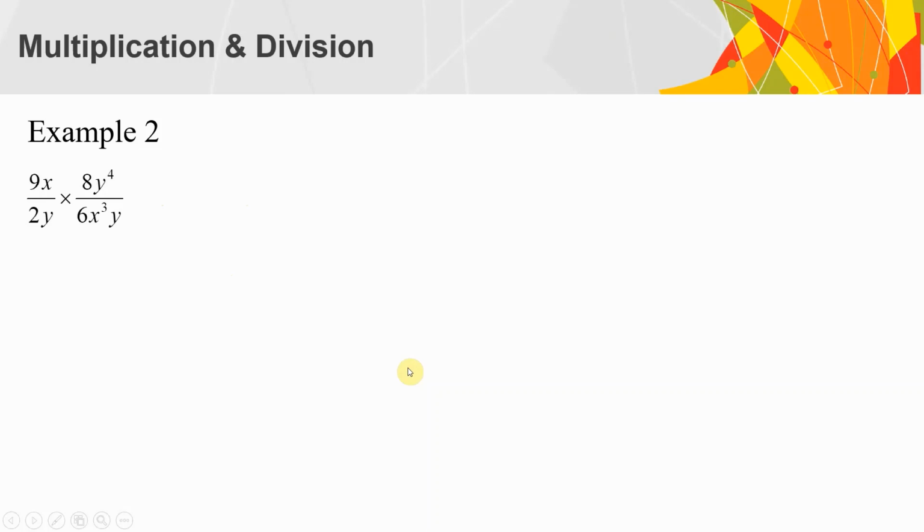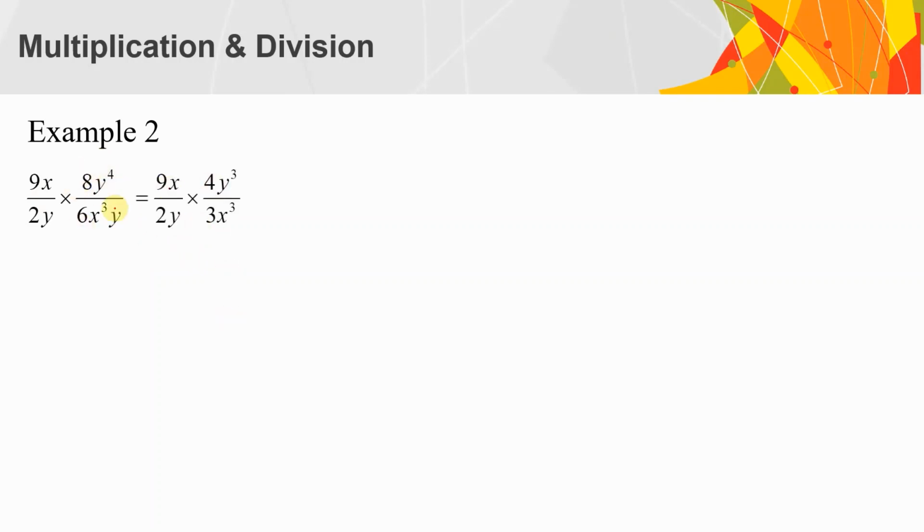For the second example, we will apply the laws of indices for multiplication and division. When we divide indices, we minus. When we multiply indices, we add. So again, we apply the simplification rule. We can simplify top and bottom or diagonally. Let's do it step by step.